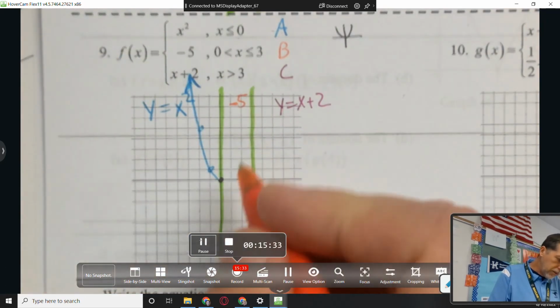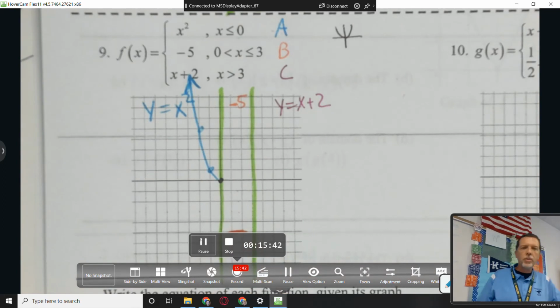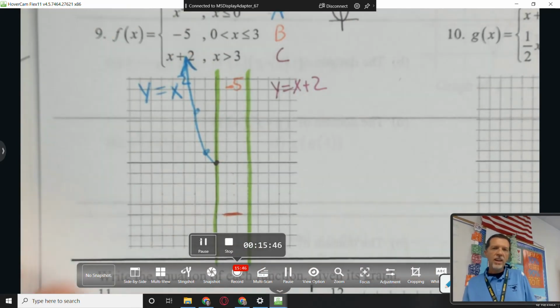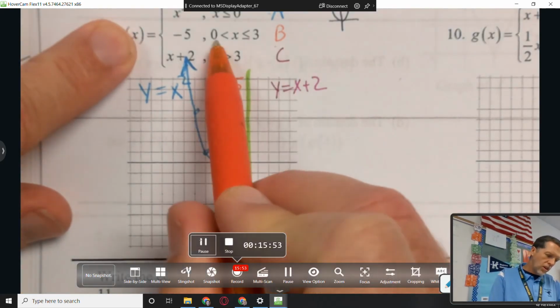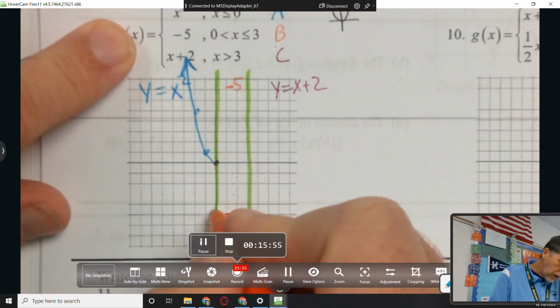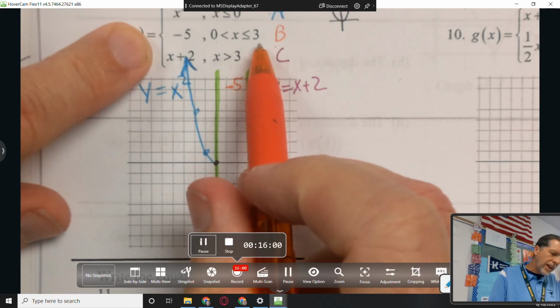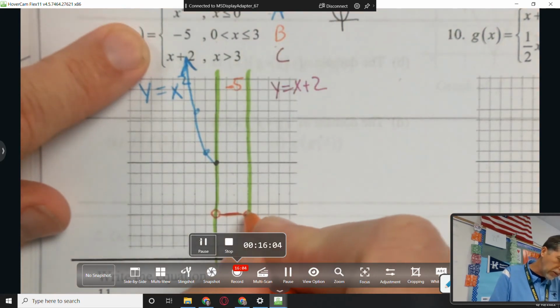y equals -5. So 1, 2, 3, 4, 5. I do need to be careful about the edges, though, about who owns the wall here. So on the left side, at 0, are we going open circle or closed circle for graph B? Open, because we're not equal to. So graph B's got an open circle on the left. What about the right half? Closed. He owns that right-hand wall there.